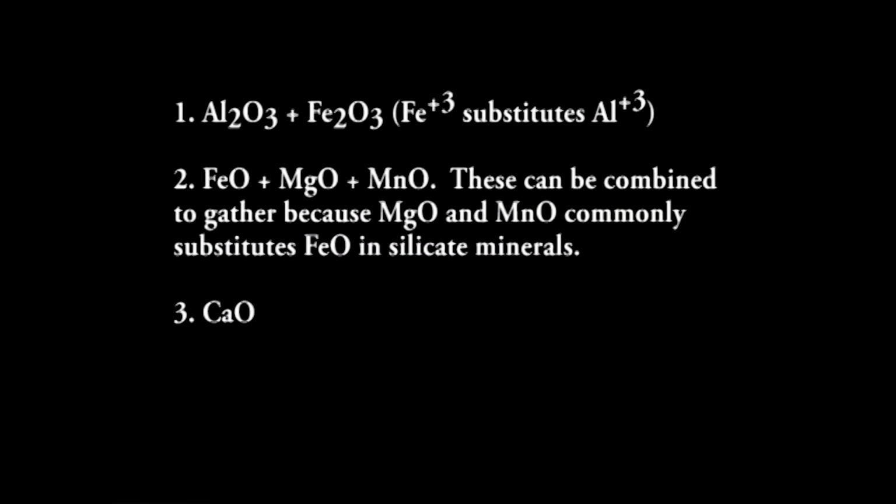Thus, it is possible to reduce the components as follows: first, Al2O3 plus Fe2O3, because Fe3+ substitutes for Al3+. Second, FeO plus MgO plus MnO, these can be combined together because MgO and MnO commonly substitute for FeO in silicate minerals. And third, CaO as independent. The above three components are used by Eskola to represent the mineral assemblages of metamorphic rocks of the different facies.